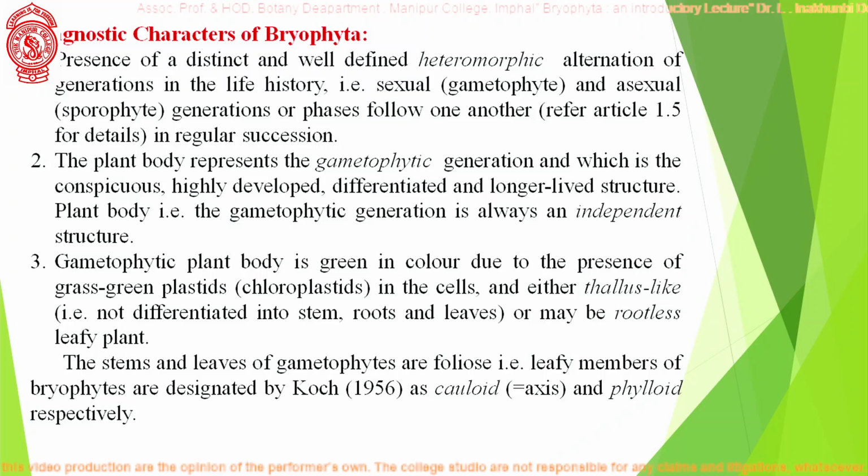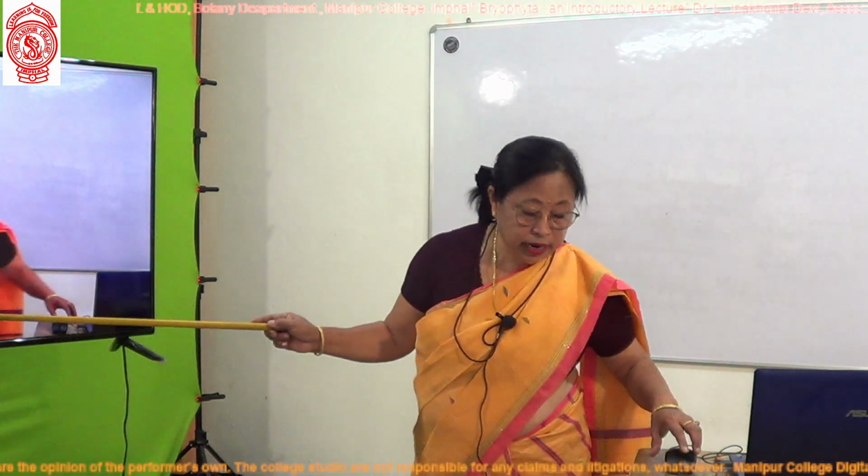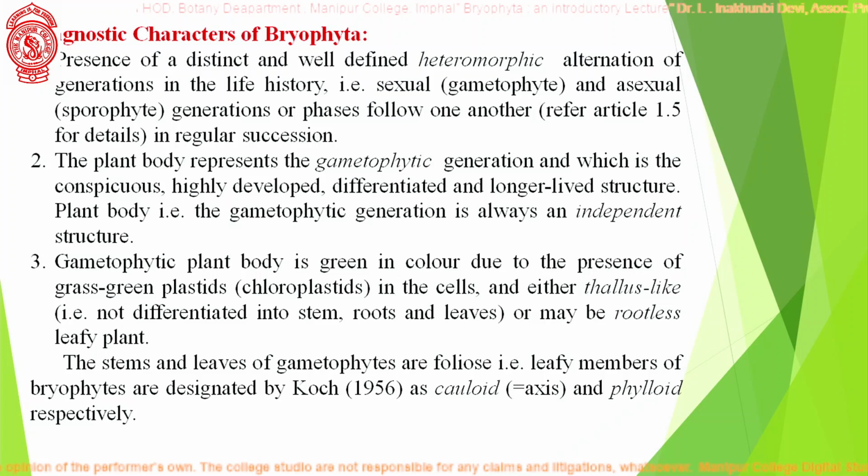So, as I have already told you, the grass green plastids, that is chloroplasts, are present in the cells, and the plant body is either thallus-like or differentiated into stem, roots and leaves, and may be a rootless leafy plant. And these thallus plants, as you might have known earlier, are those plant groups where the plant body cannot be differentiated into roots, stems and leaves, and they are just like a flat body.